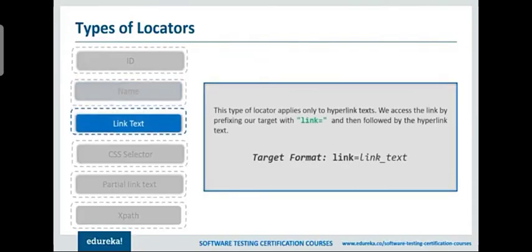Next, we have link text that is useful only for links. That starts with the anchor tag and hrefs, and if some text is present in the link, then you can use this link text locator.